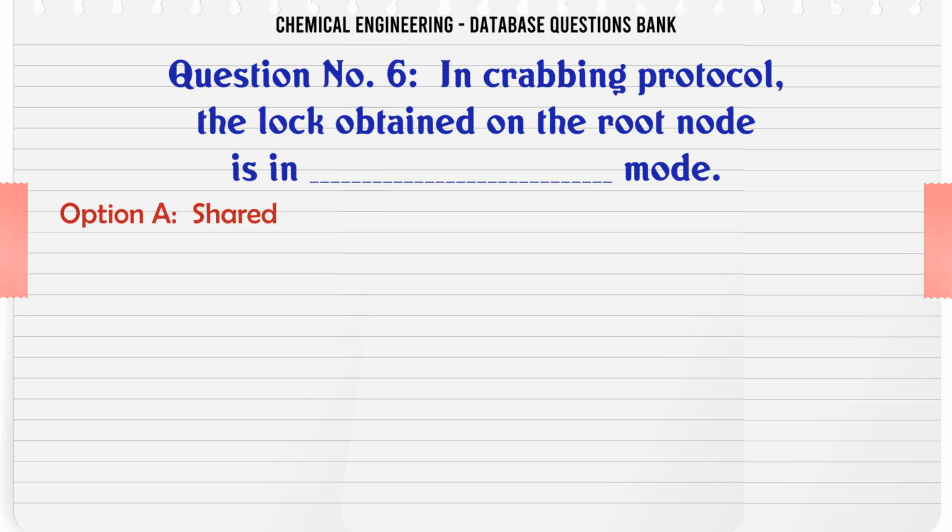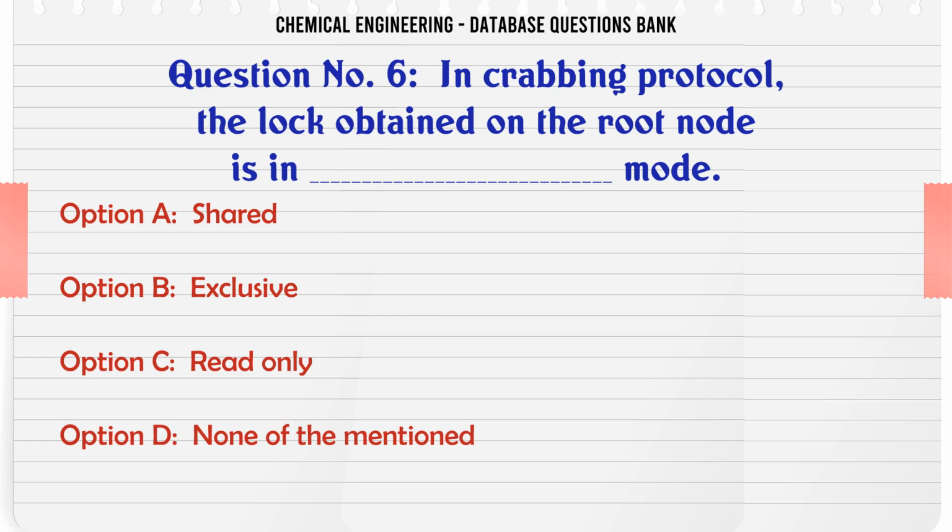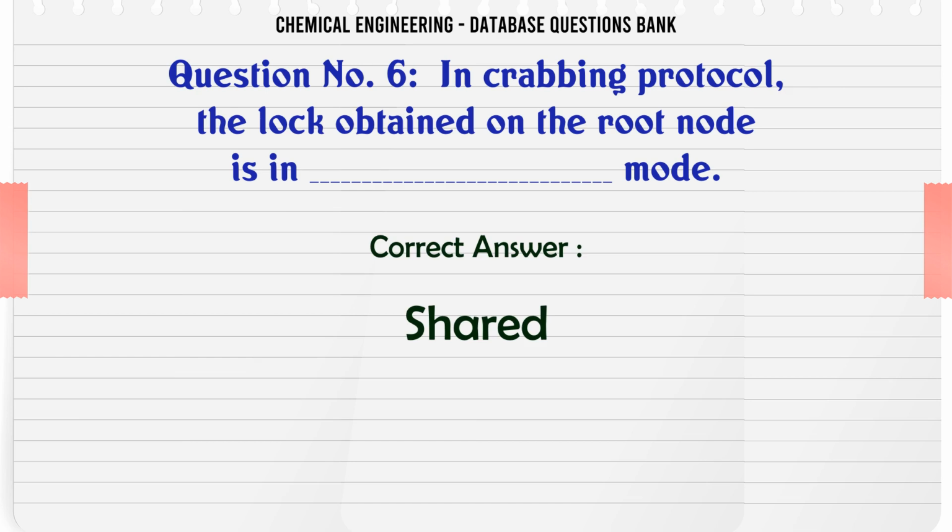In crabbing protocol, the lock obtained on the root node is in mode A, shared, B, exclusive, C, read only, D, none of the mentioned. The correct answer is shared.